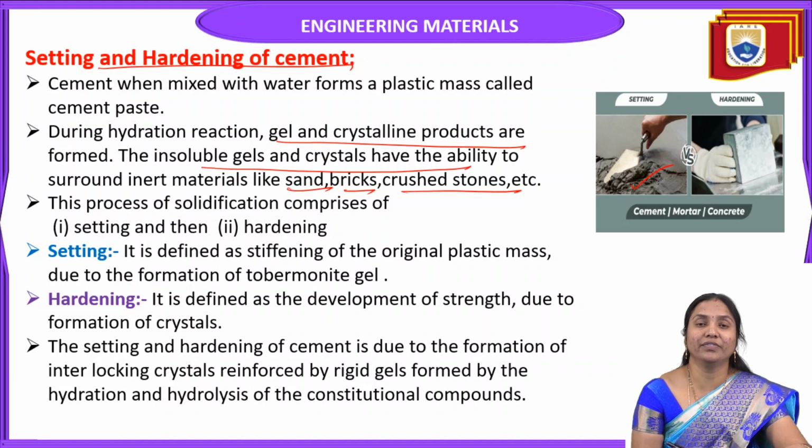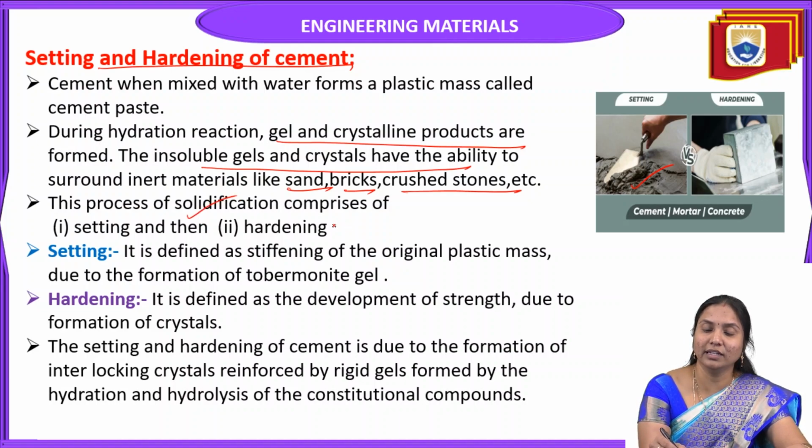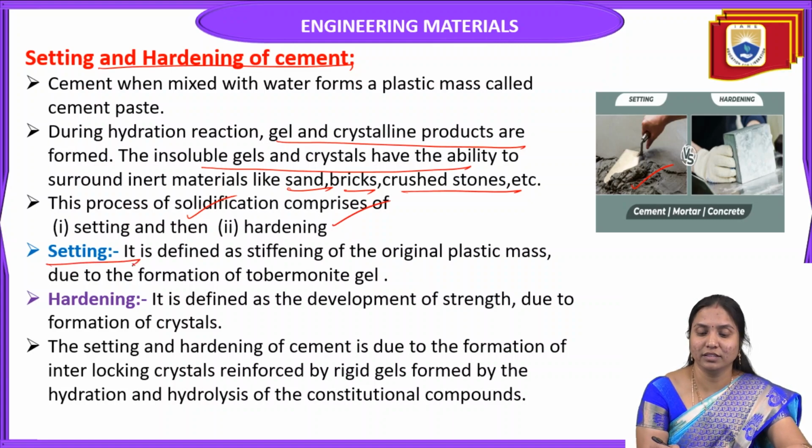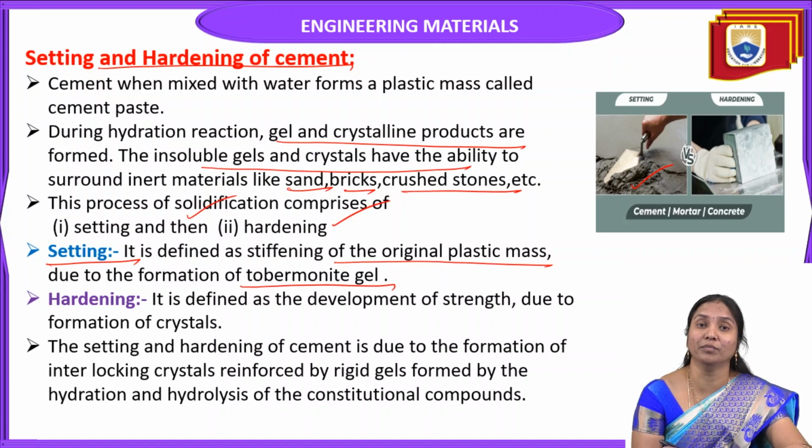So this process of solidification comprises setting and then hardening. What is the meaning of setting? It is defined as the setting of the original plastic mass due to the formation of tobermorite gel. That means when we mix cement with water, it produces a plastic mass, mainly due to the formation of tobermorite gel. This is called setting. And what is the meaning of hardening?